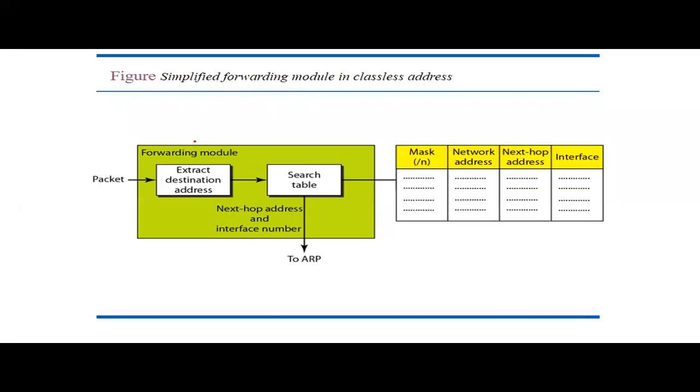Now we will learn how the forwarding process is done in the routers. We assume that the host and the routers both use classless addressing. We also consider classful addressing as a special case of classless addressing. In classless addressing, the routing table needs to have one row of information for each block. So basically, we will have the mask, network address, next hop address, and interface.